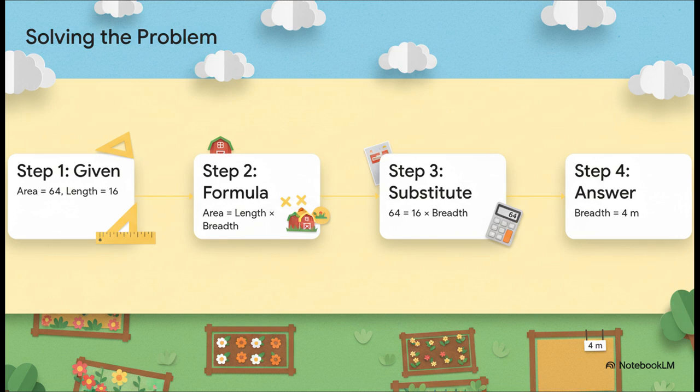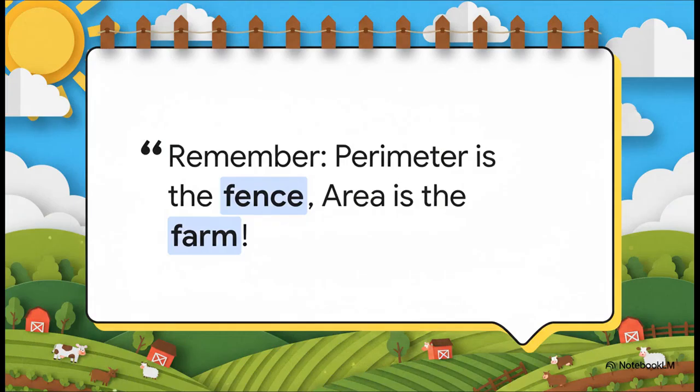See? You just solved a real exam question. You did it. I am so proud of all of you. Ab exam mein full marks pakke. Your full marks are definitely coming. Just remember this one simple thing. The perimeter is the fence around the farm, and the area is the entire farm inside. If you remember that, you will never get confused again.